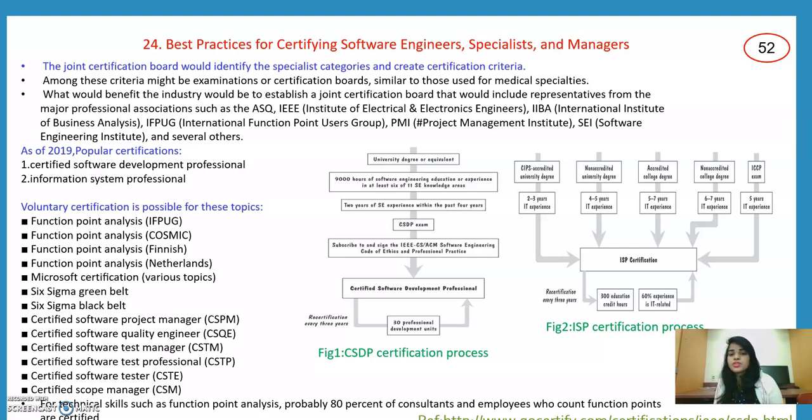Certification is very important for software engineering or any other development, because in order to identify a person, we need to analyze what his skills are and what he is up to. So certification is very important for every person.